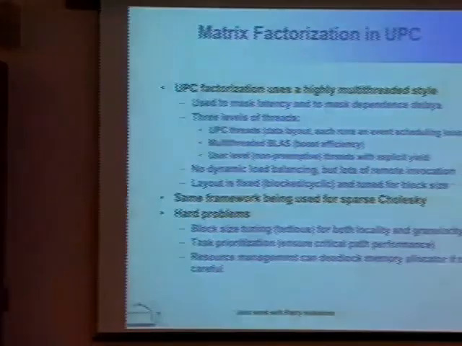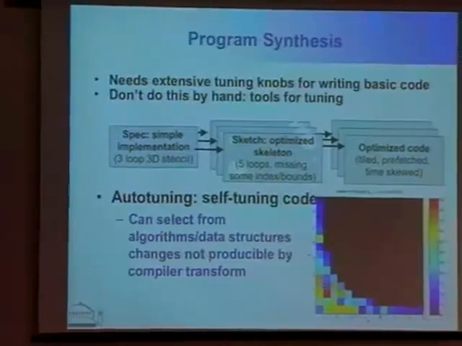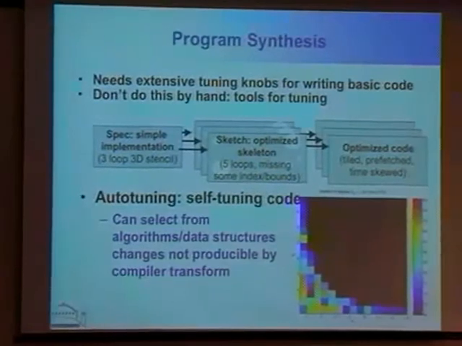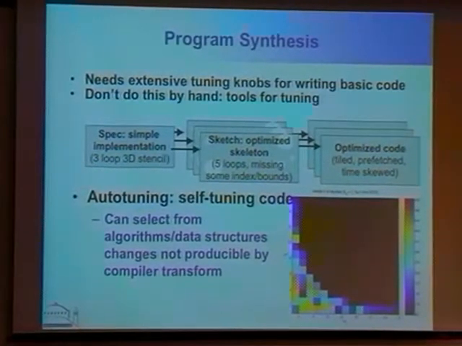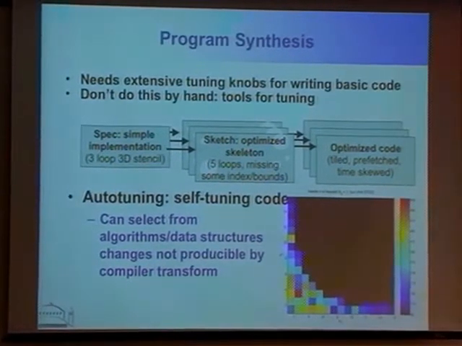I think I want to skip now this last piece, which is looking at matrix factorization in UPC, and talk a little bit about some algorithms, because I think the other thing that needs to happen is we need to rethink the way in which we're writing software and also the way in which we're writing algorithms. So one of the things that we are doing at the moment, unrelated to the UPC and Titanium projects, is looking at program synthesis techniques. This is Ras Bodik's work, who's looking at something called sketching.